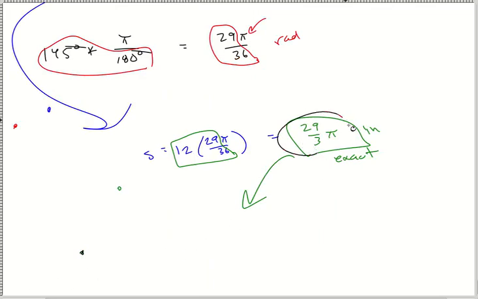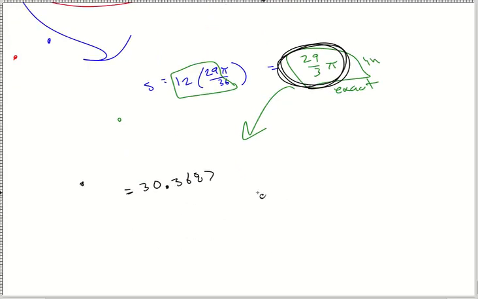And so now you put the whole thing in your calculator all at once to see what kind of decimal you're going to get. 29 divided by 3 times the pi. And remember to keep using the pi button. Your calculator has a pi button. If it doesn't, well then find it because it's there. 30.3687, etc. And this is my decimal equivalent in inches. I say, hey, can you go cut a piece of wood at 30.3 inches? And you're like, yeah, I could do that. Okay.